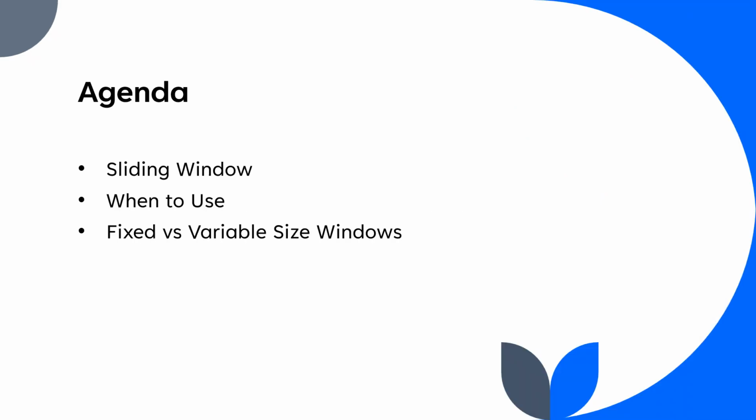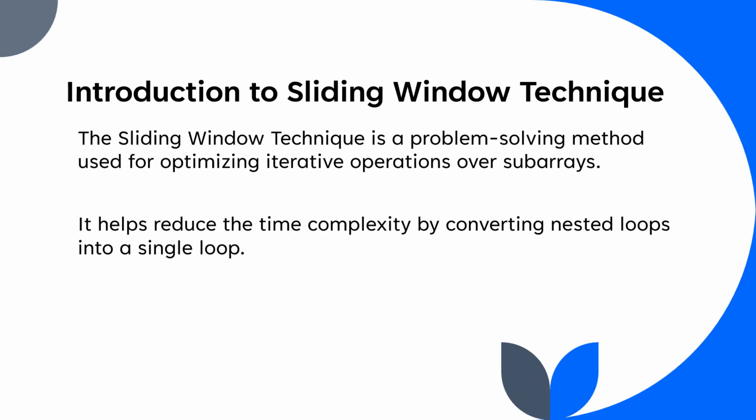Hi everyone. In this video, we're going to talk about sliding window, when to use it, and fixed versus variable size windows. So the sliding window technique is a problem-solving method used for optimizing iterative operations over subarrays. It helps reduce the time complexity by converting nested loops into a single loop.